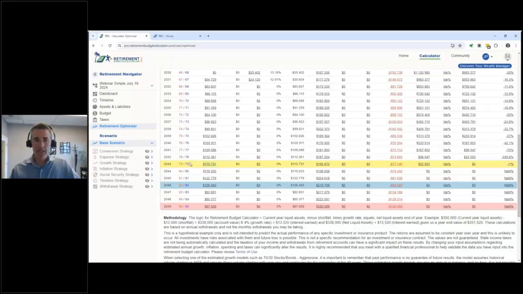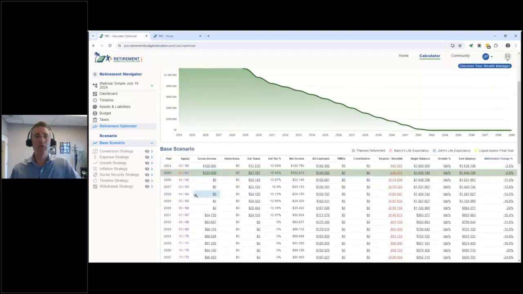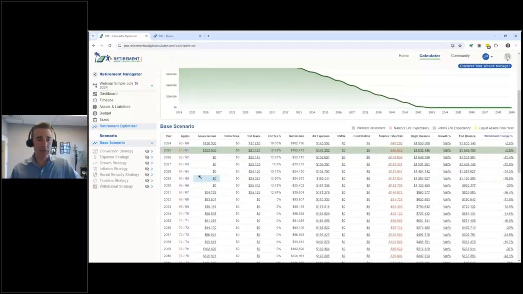And in this case, we're assuming that they live to life expectancy, which is age 85. The yellow line is the year they run out of money. The blue line is his life expectancy, and the pink line is her life expectancy. So now that we've got this baseline model built, now we want to start saying, okay, how do we optimize our financial plan? How do we make it even better? And that's where these different scenarios come in.